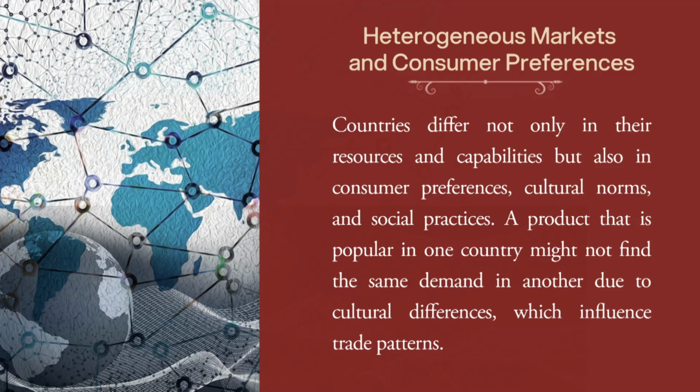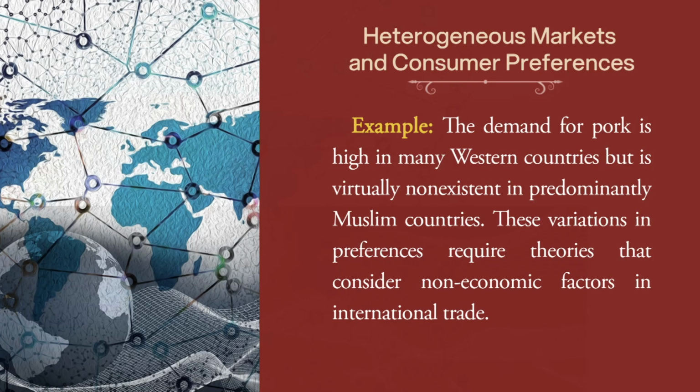It happens that a product that is very popular in one country may not find the same demand in another due to cultural differences or other differences which influence trade pattern. For example, the demand for a particular product, say product A, is very high in many Western countries, but the demand for that product is virtually non-existent in some other countries. So this kind of variation of preferences, how to capture it?